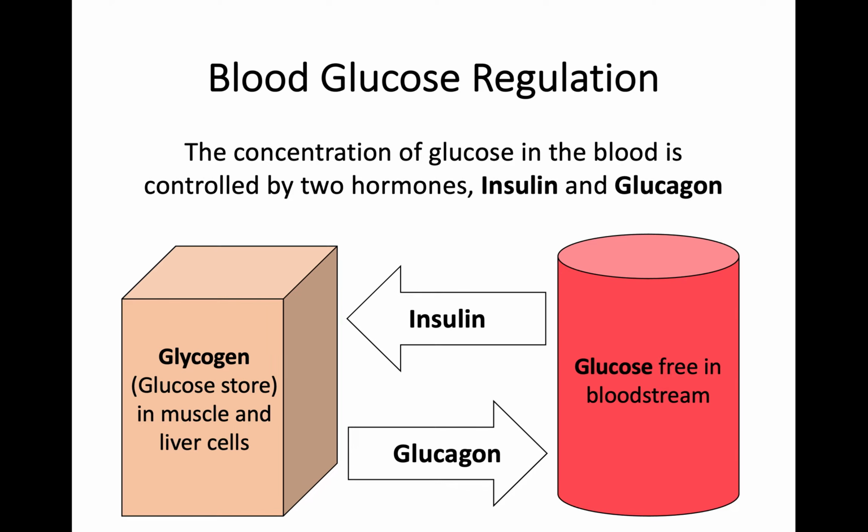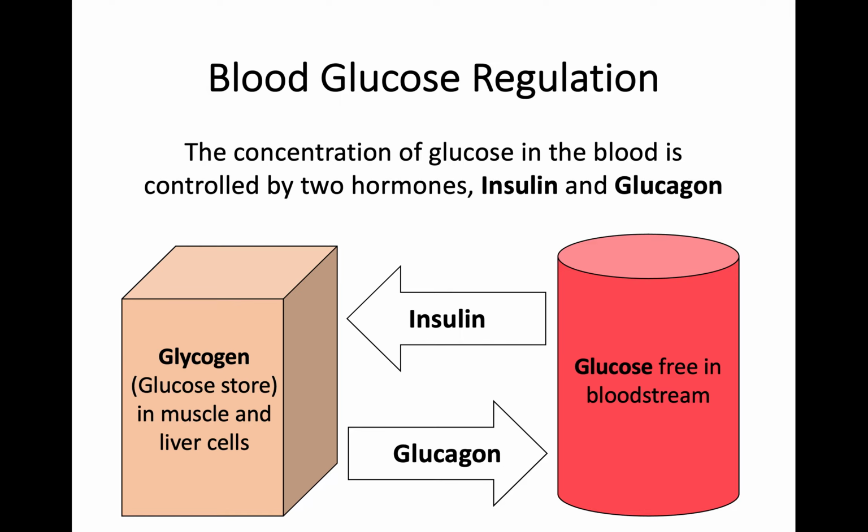In terms of hormones, we are really just going to focus on two really important hormones called insulin and glucagon. And these are important for your blood glucose regulation. So they keep your blood glucose at a safe level in your bloodstream.